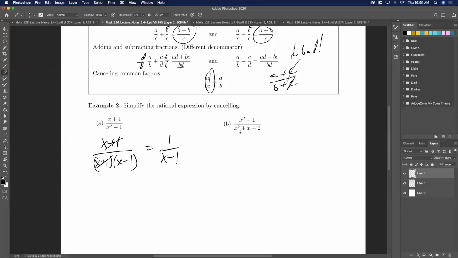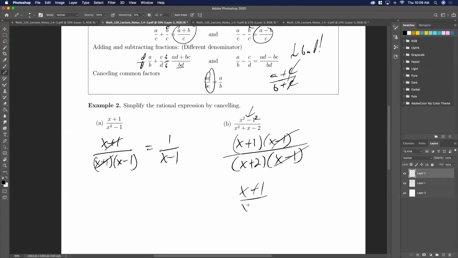Here, x squared minus 1 simplifies into x plus 1, x minus 1. I assume you know how to do difference of squares because this is technically 1 squared. If you have a difference of squares, it's x plus the square root and x minus the square root. And then here on the bottom, if I factor this, I get x plus 2, sorry, x plus 2, x minus 1. Does that add up right? Yep, okay. And here I can cancel the x minus 1, since I'm left with x plus 1 over x plus 2.